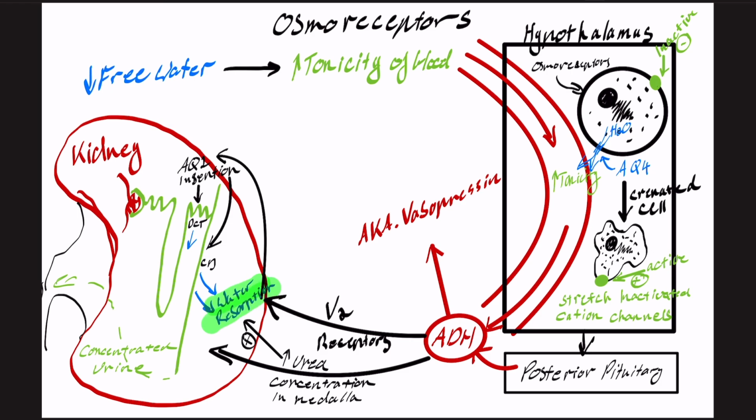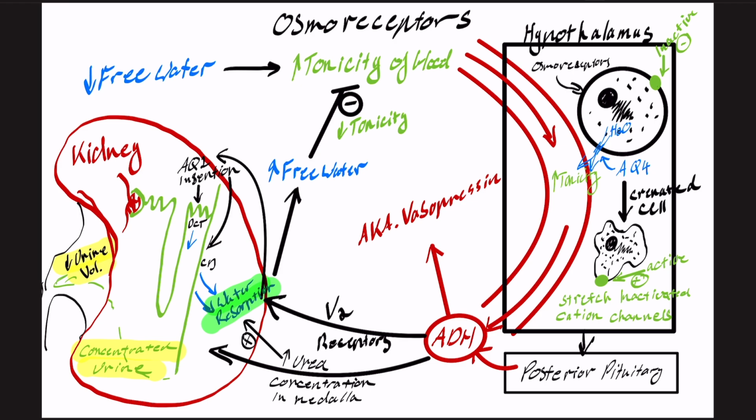So the overall effect of this is that you have increased water absorption in the collecting ducts, concentration of urine and a smaller volume of urine, which will then lead to increased blood volume, decreased tonicity, and as a negative feedback, reduce the amount of ADH being secreted.